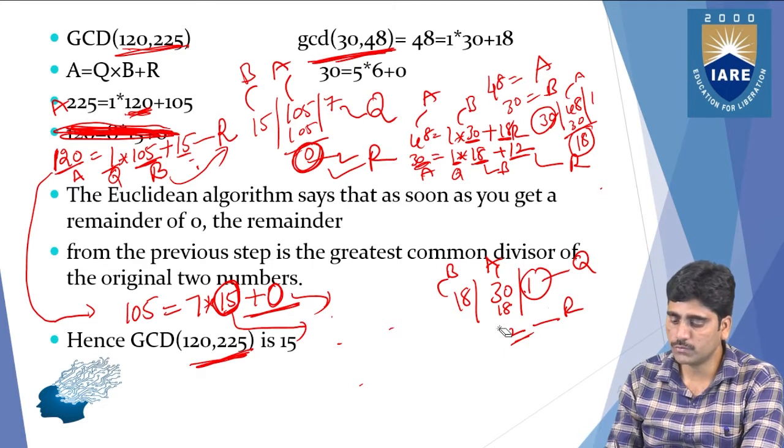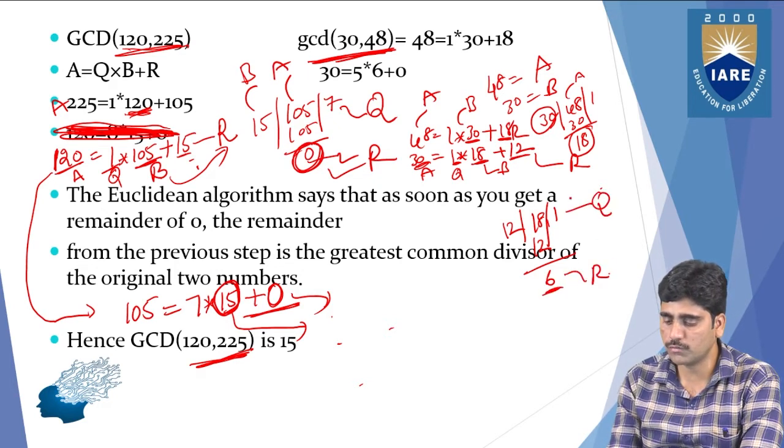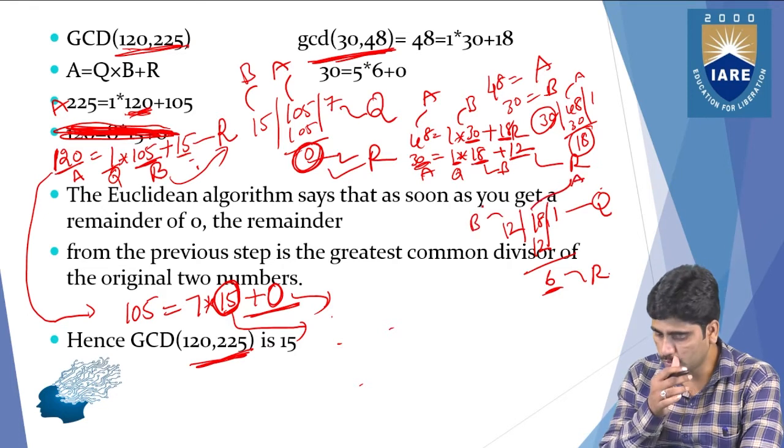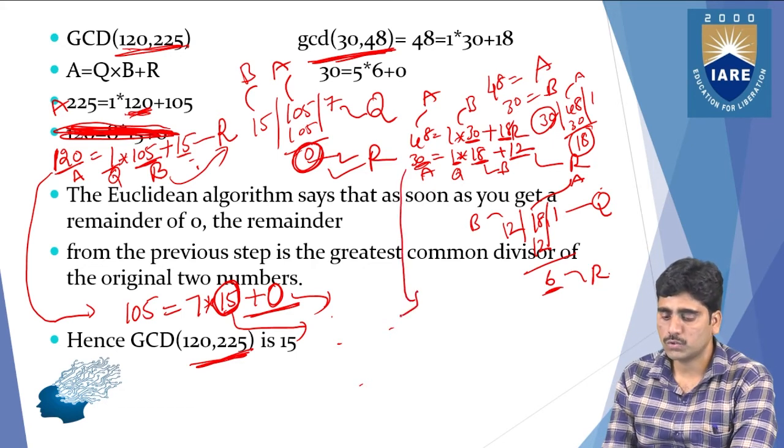So what do we need to do? We need to divide 18 by 12. So what will you get? 12, and 18 minus 12 is nothing but 6. So here the remainder is 6 and the quotient is 1, 18 is the A value and 12 is the B value, right? So reform this statement. What will we get?